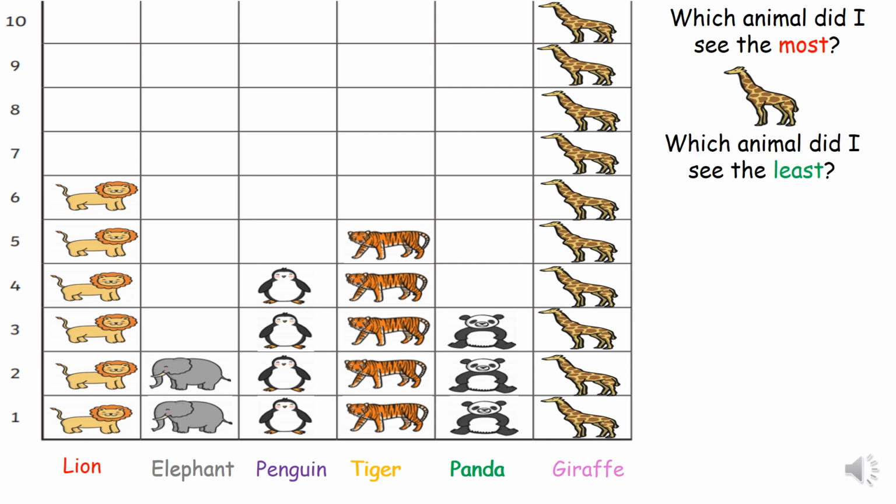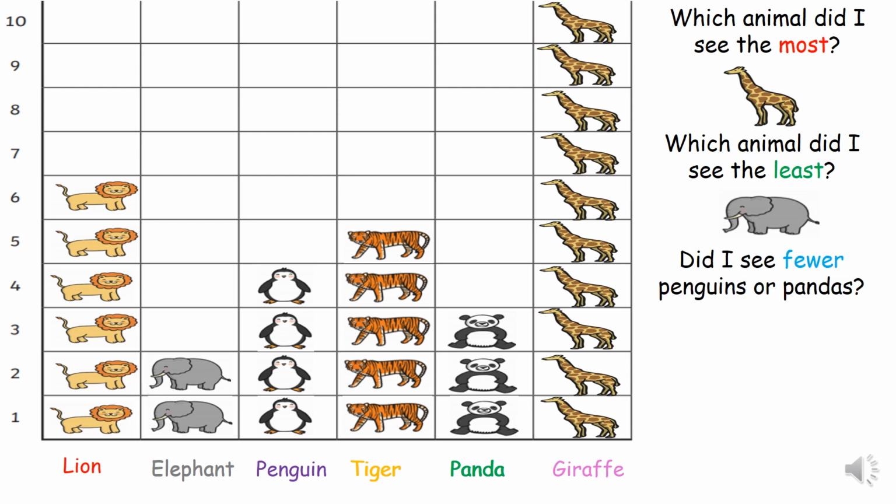Which animal did I see the least? And that means not a lot of. So have a look at the pictogram, and which animal did we not see that much? Good, it's the elephant, because we only saw 2 elephants, and 2 is the smallest number shown in the pictogram.